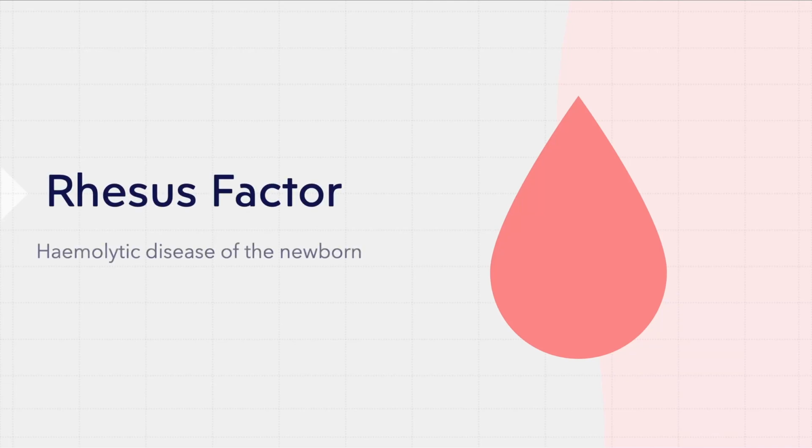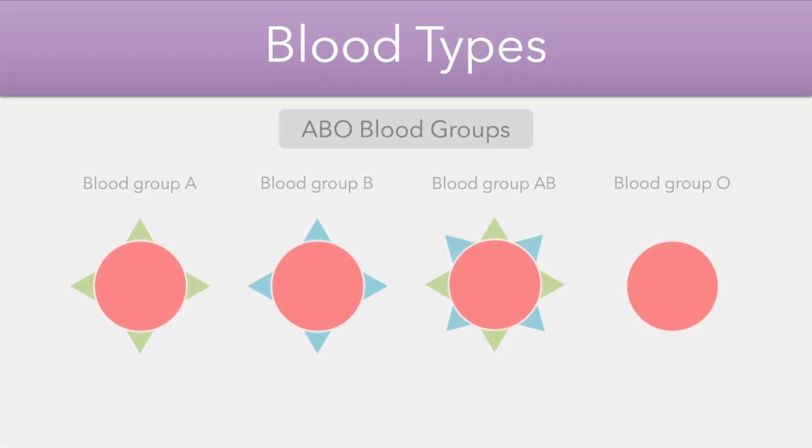Today we're going to be taking a look at the Rhesus Factor and hemolytic disease of the newborn. As a starting point, we have four main ABO blood groups depending on the types of antigens present on each red blood cell.